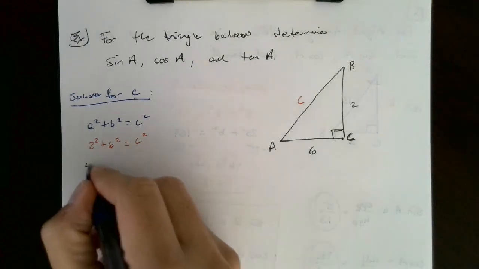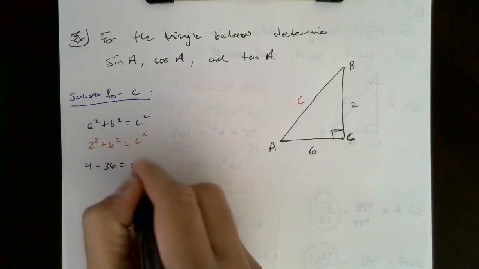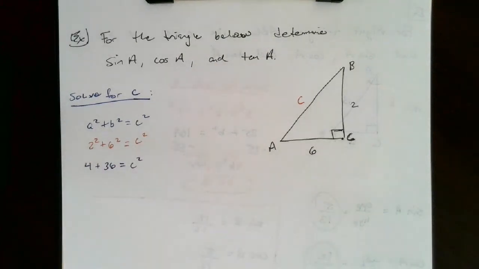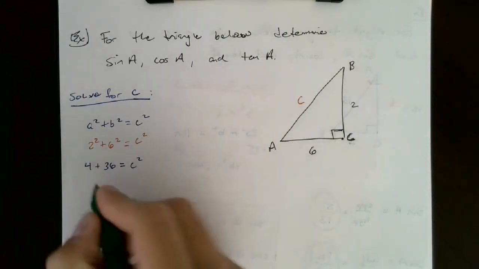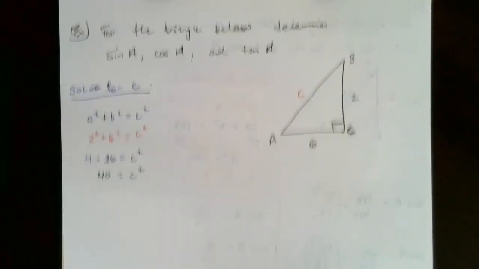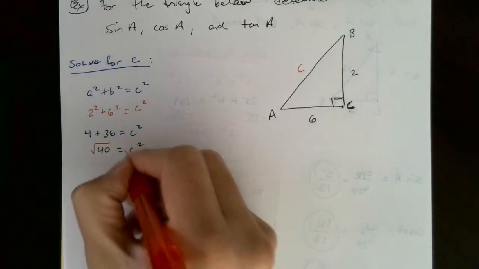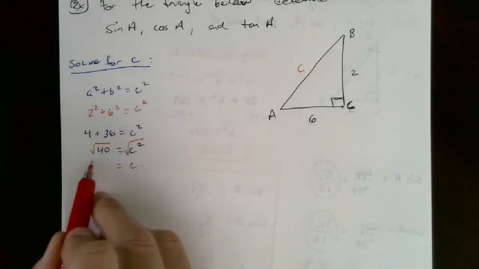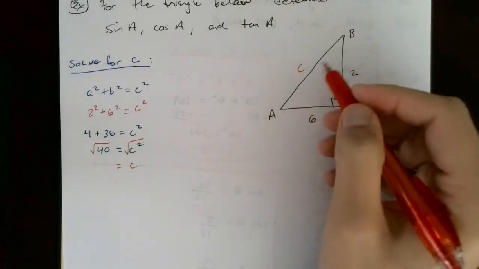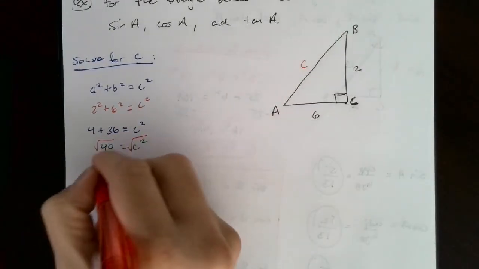2 squared gives us 4, plus 6 squared gives us 36, and it's equal to c squared. Remember, the hypotenuse is always a side by itself. So then we got 4 plus 36 is 40 equals c squared. So to solve this for c, remember, you take the square root of each side to get c by itself. Remember, I don't need plus or minus because this is the length of a side. It has to be positive. So we got c is equal to the square root of 40.